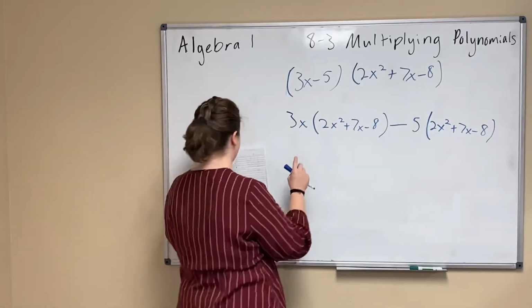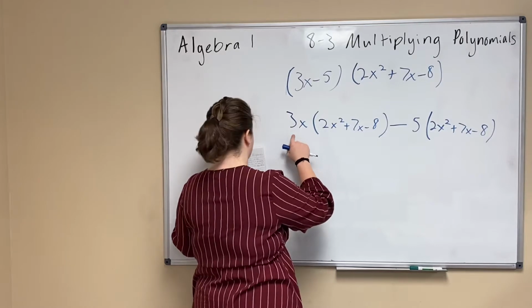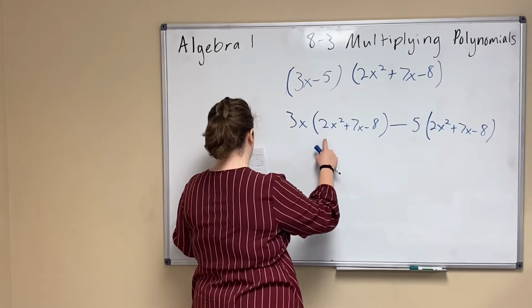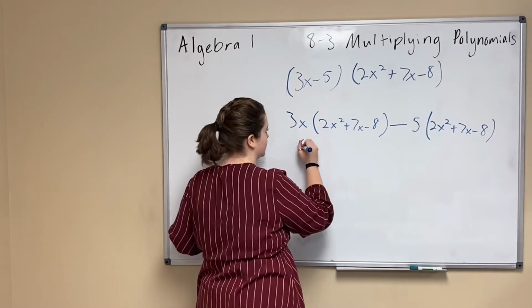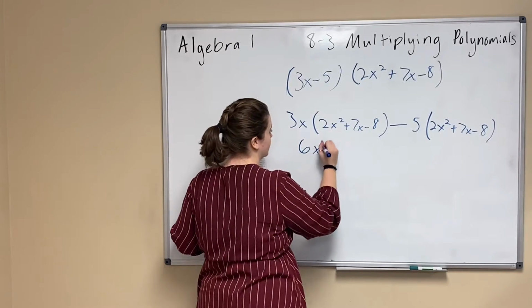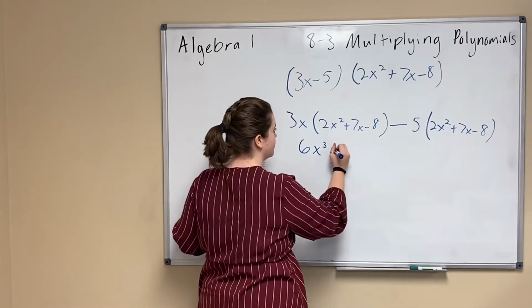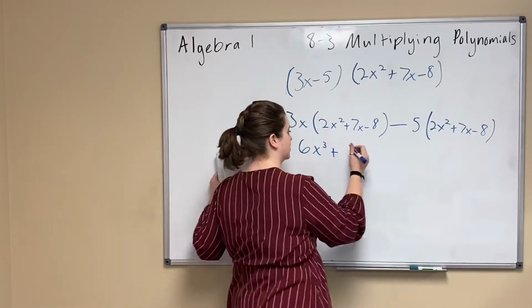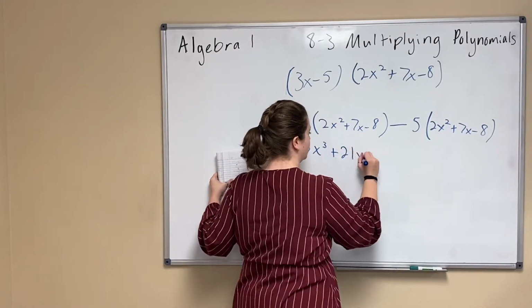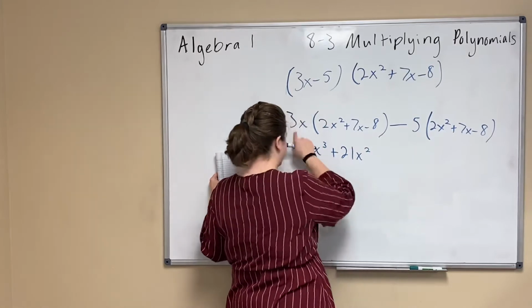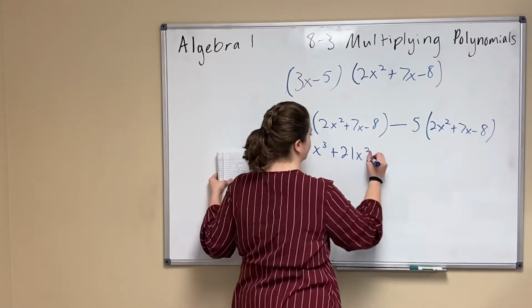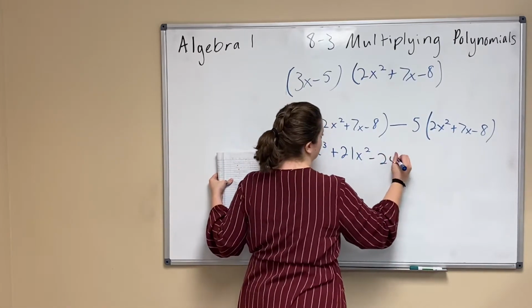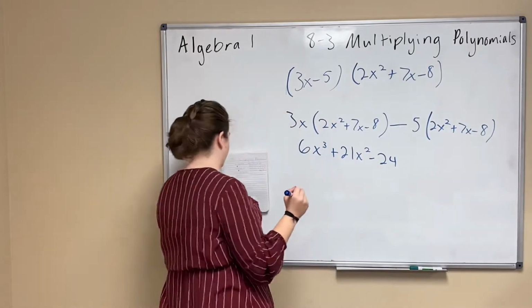So I'm going to go 3x times 2x squared, which is going to give us 6x to the third, plus 3x times 7x, which is going to give us 21x squared, 3x times minus 8 is going to give us negative 24x.